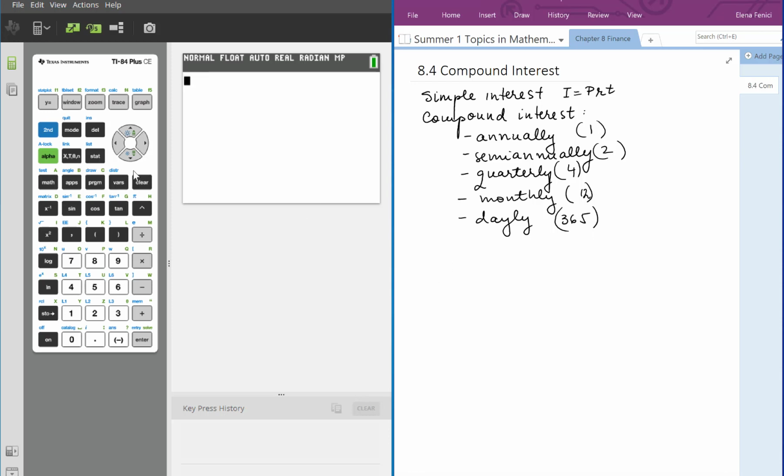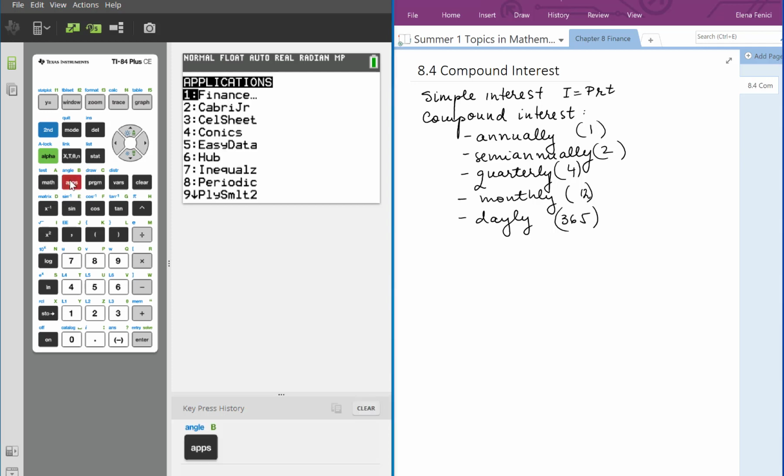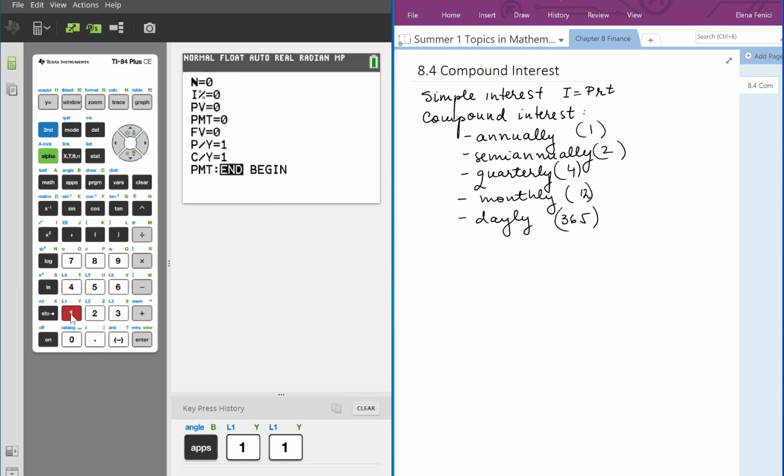So please open your TI calculator and follow the steps. First, you have to press apps. The cursor is on apps. It should be the same place on your calculator if you have a TI-83 or 84. So we press apps, and this list of applications shows up. We press 1 because we want to use the finance, and then we press 1 again. So you always go apps, 1, 1, and you'll always end up with this page.